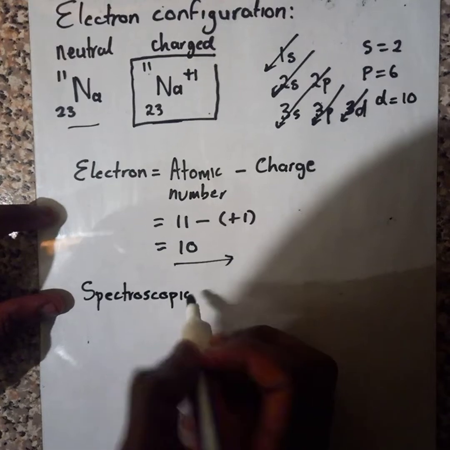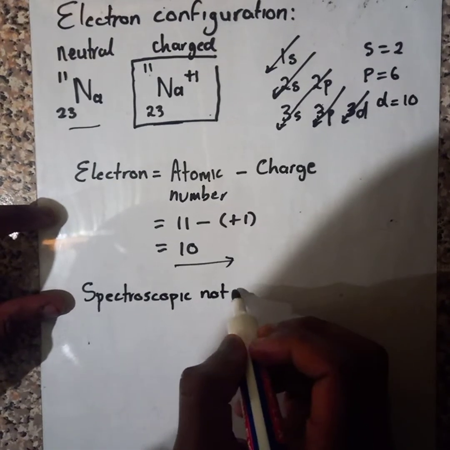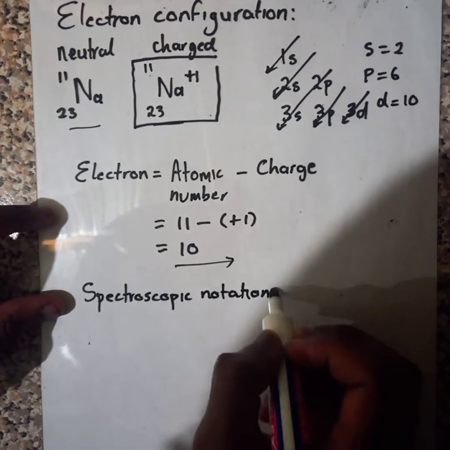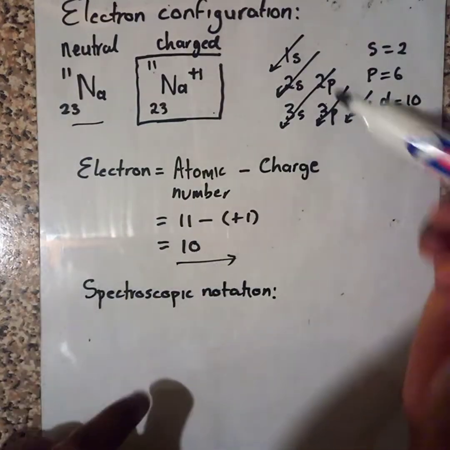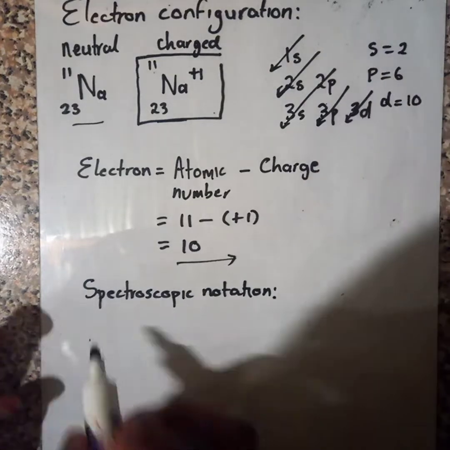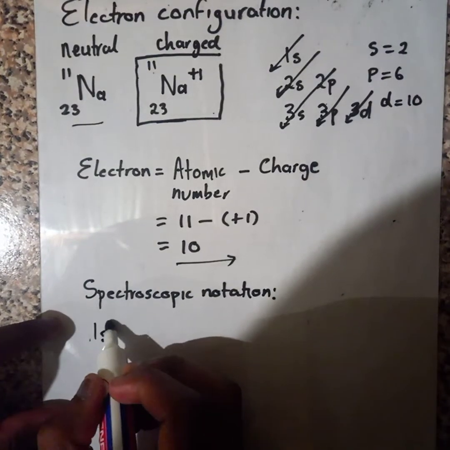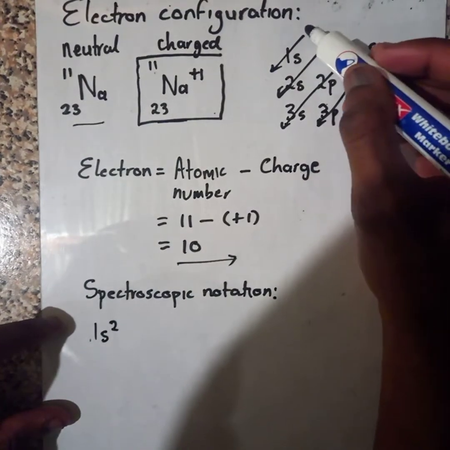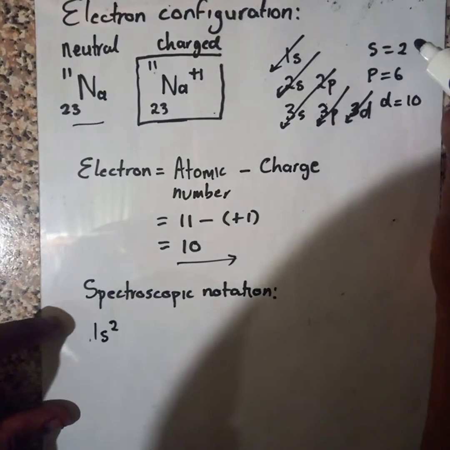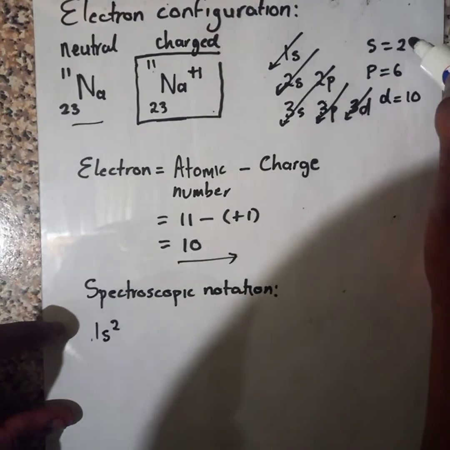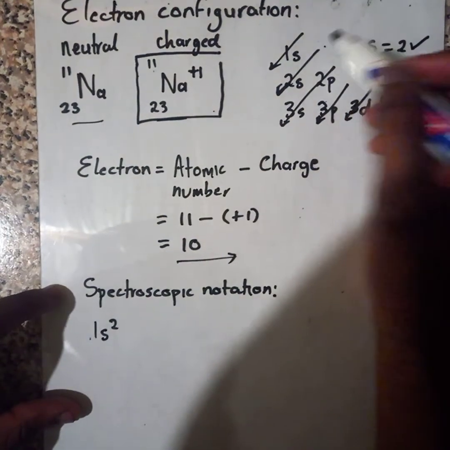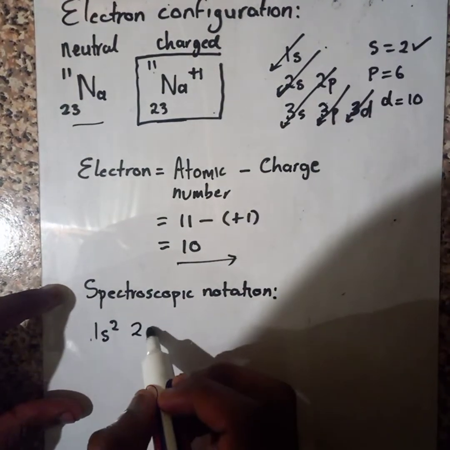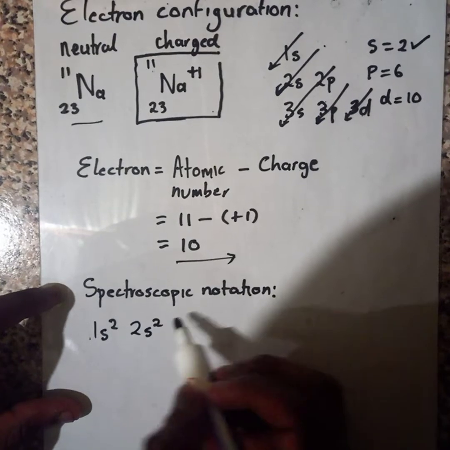Then at this point we can say the spectroscopic notation is going to be as follows. We need only 10 electrons. We are going to take one S first and put 2. Then we are done with this arrow. The reason for this 2 is because S can take a maximum of 2. Then we move to the next arrow, which is 2S. It can also take up to 2.